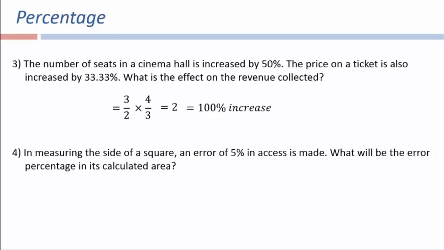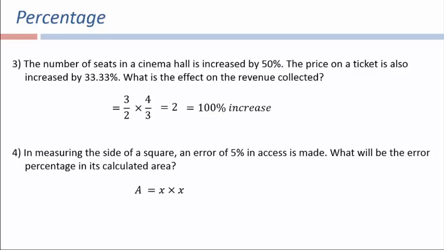An error of 5% in excess is made while measuring the side of a square. So the formula for the area of a square is x square, where x is the side of the square. And this particular side is measured 5% in excess. So we can see the relationship A into B is equal to C over here. So either I can apply the formula directly, or I can proceed with the fractions.